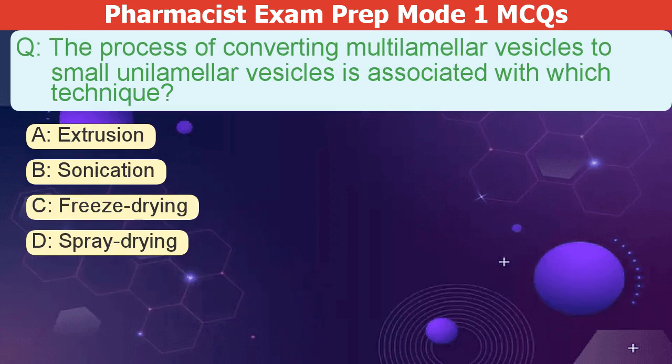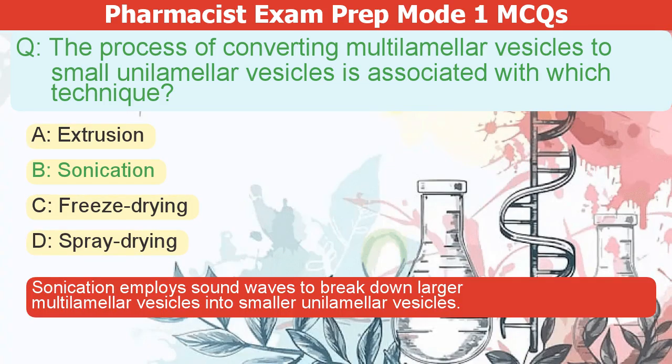The process of converting multilamellar vesicles to small unilamellar vesicles is associated with which technique? A. Extrusion. B. Sonication. C. Freeze drying. D. Spray drying. The correct answer is B. Sonication employs sound waves to break down larger multilamellar vesicles into smaller unilamellar vesicles.